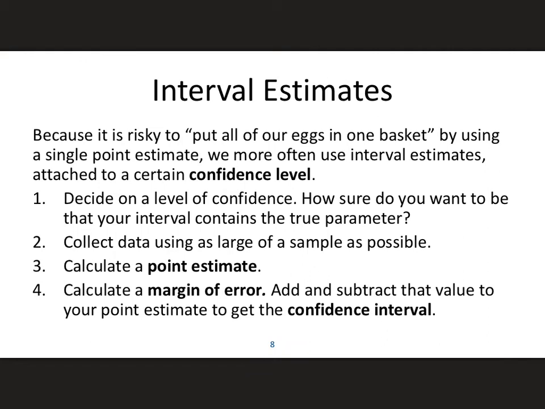Because it is risky to put all of our eggs in one basket by using a single point estimate, we more often use interval estimates attached to a certain confidence level. To do this, first decide on a confidence level that you want. How sure do you want to be that your interval contains the true parameter? Collect data using as large of a sample as possible. Calculate the point estimate. Then you're going to calculate the margin of error, and you'll add and subtract that value to your point estimate to get a confidence interval.